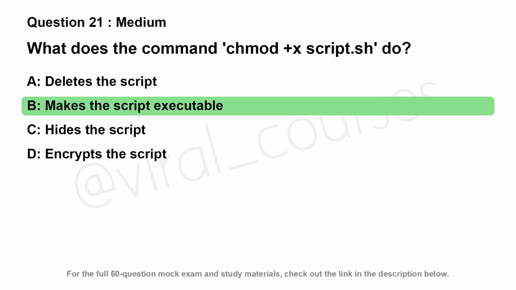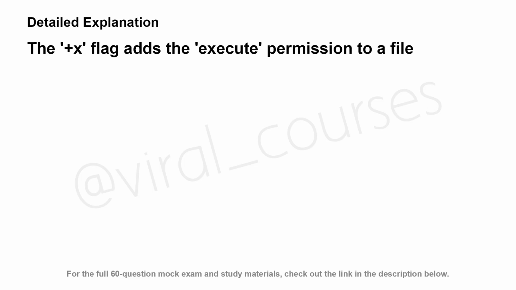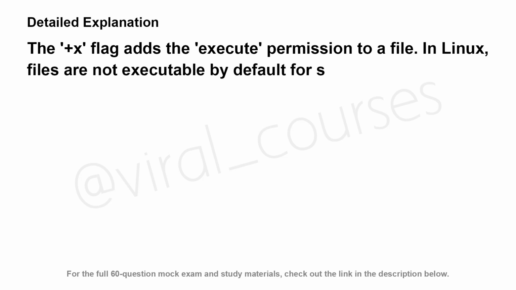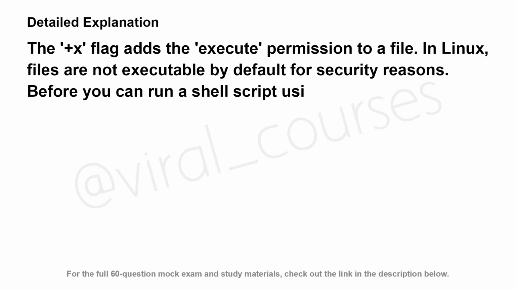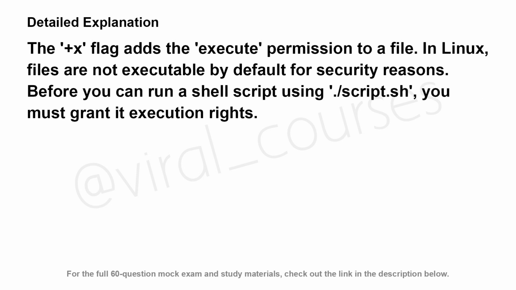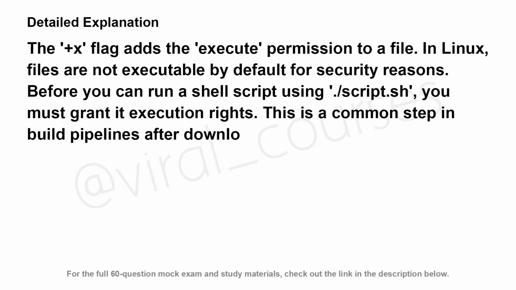The correct answer is B. The +x flag adds the execute permission to a file. In Linux, files are not executable by default for security reasons. Before you can run a shell script using ./script.sh, you must grant it execution rights. This is a common step in build pipelines after downloading or creating a script.